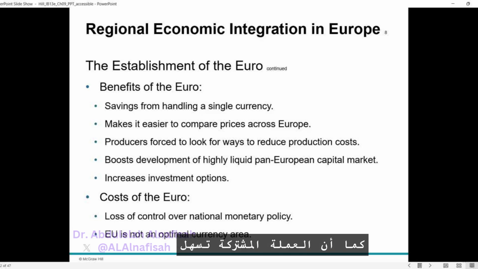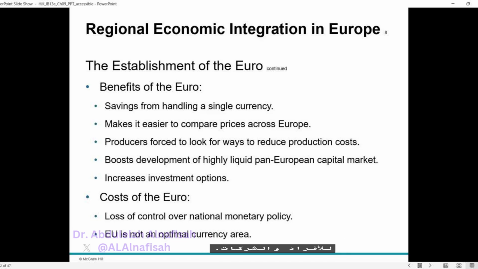A common currency also facilitates easier price comparisons across countries, fostering increased competition and driving down prices for consumers. Furthermore, the euro enhances economic efficiency by compelling producers to reduce costs and supports the development of a more liquid pan-European capital market, improving investment opportunities for both individuals and businesses.